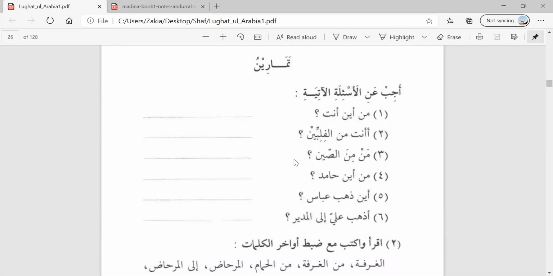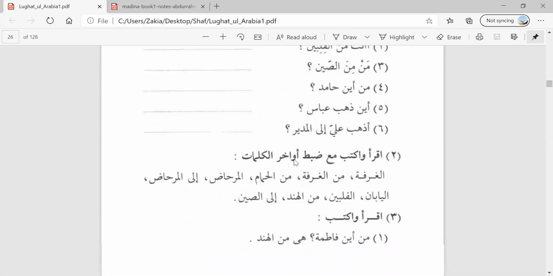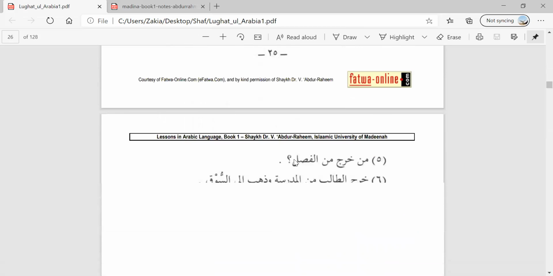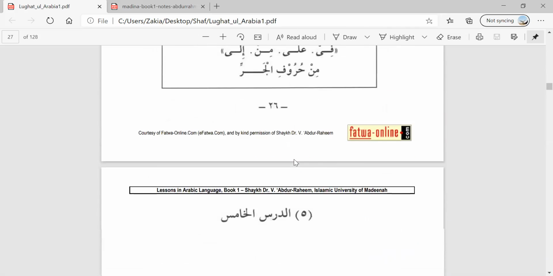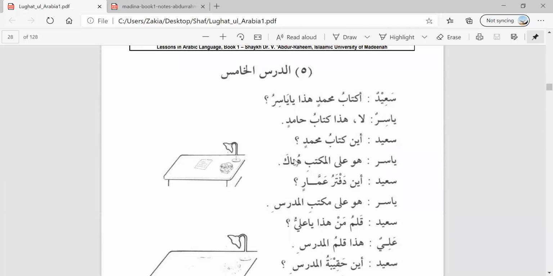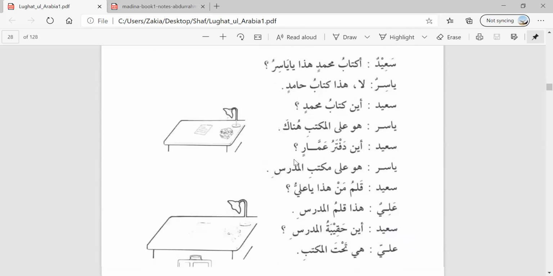Okay, tamreenun, an exercise. So here you have a set of questions to, inshallah, answer. So go through them, please, in class with your teacher. Al-kalimat al-jadidah is basically new words. As I've said before, please keep a vocabulary book with you. You then come to al-dars al-khamis, which is the fifth lesson.